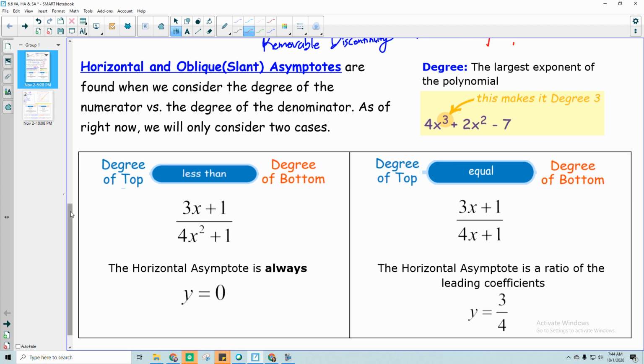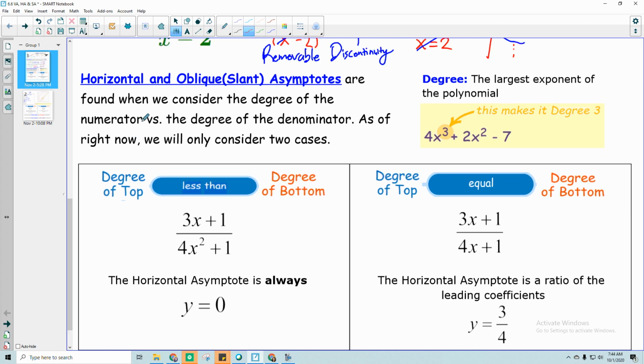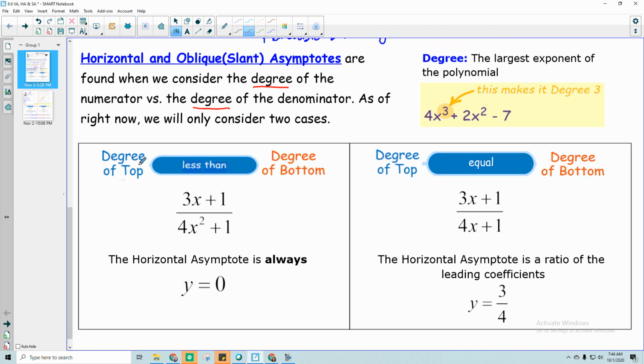To encounter these in the function, you're now going to consider the degree of the numerator versus the degree of the denominator. If you forgot what degree means, that's just the largest exponent in the polynomial. So this polynomial would have a degree of 3 because that's the biggest exponent. Now let's consider the degree of this numerator, the highest exponent, which is just 1 here.